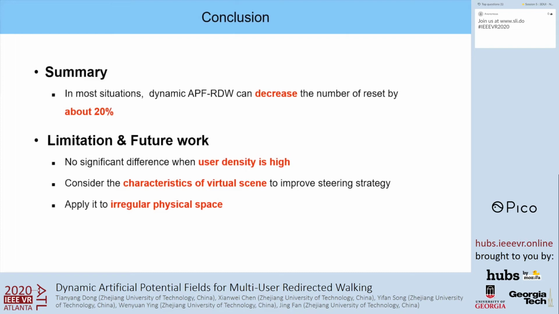In the future, we are going to improve the steering strategy by considering the characteristics of the virtual scene and apply our method to irregular physical space.